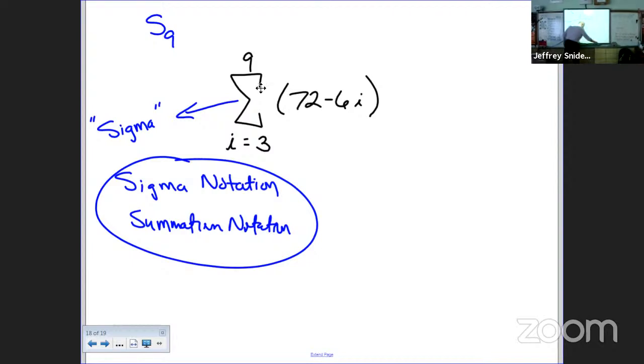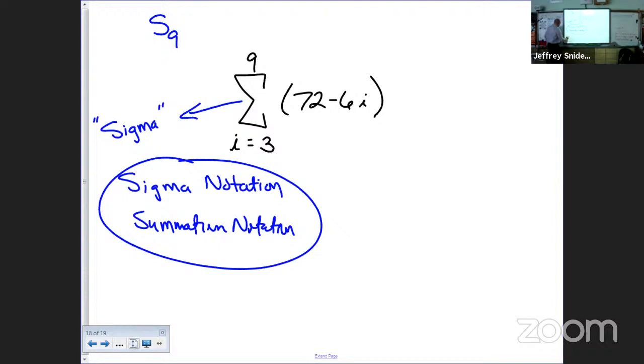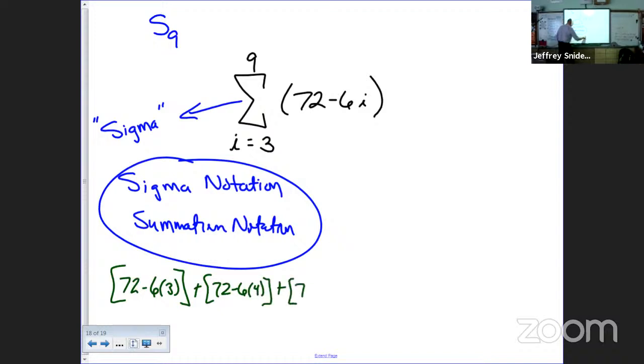So what this would be doing is I would have to literally find, I'd have to plug in 3, then I'd plug in 4. So if I wrote this out, it would be 72 minus 6 times 3, plus the next one would be 72 minus 6 times 4, plus the next one will be 72 minus 6 times 5, plus the next one will be 72 minus 6 times 6. That's what this is asking you to do. Okay? Now guess what? You don't want to have to do that by hand, do you?